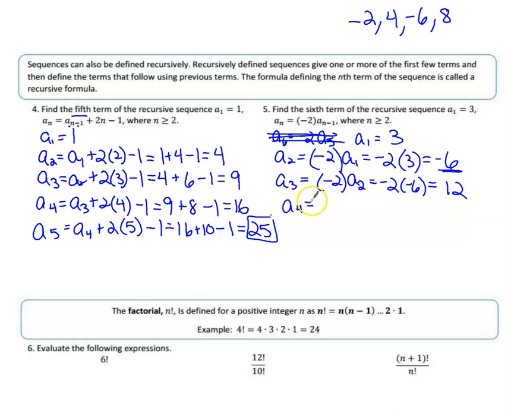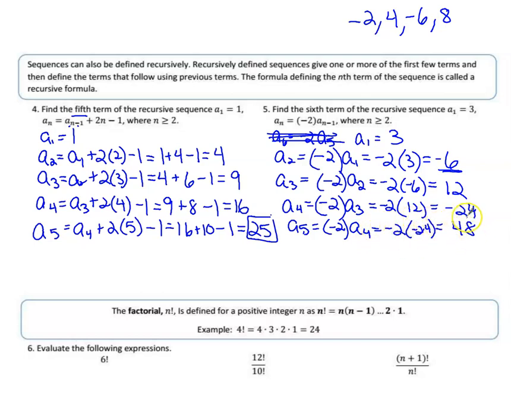And hopefully you can follow this pattern. A sub 4 is going to be negative 2 times the previous term, which was a sub 3, which we just saw was 12. So that's negative 24. And if you notice this pattern, it started with 3, then it was negative 6, 12, negative 24. Looks like we're doubling and changing signs. The fifth term is going to be negative 2 times the fourth term, which is negative 2 times negative 24, which is 48. And then the sixth term in this pattern is negative 2 times the fifth term, which is negative 2 times 48, which is negative 96.